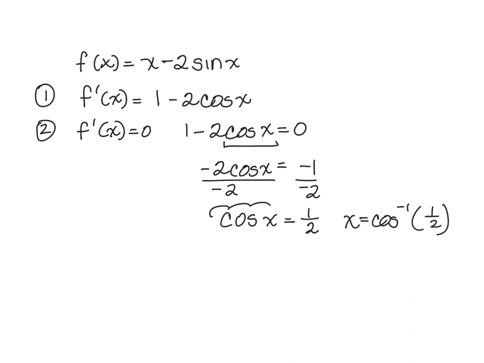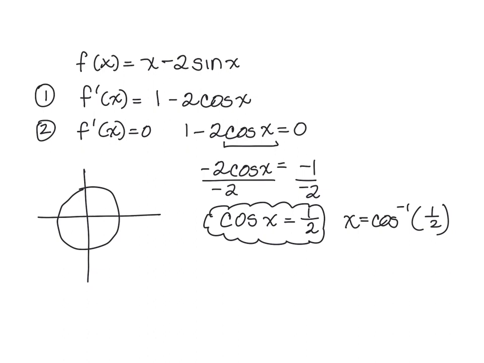I am, however, going to use this fact in our unit circle to find the x values in which that occurs. So we want to know when cosine is equal to 1/2. At pi over 3, we have the values 1/2, square root of 3 over 2. And we're particularly looking at the 1/2 for cosine.